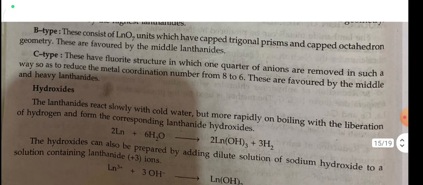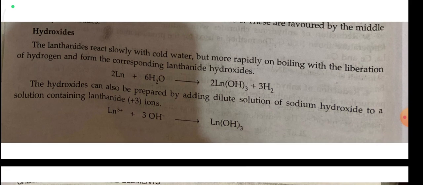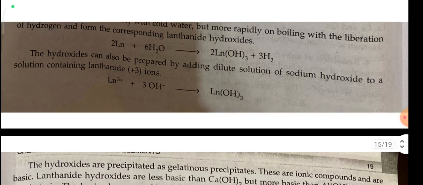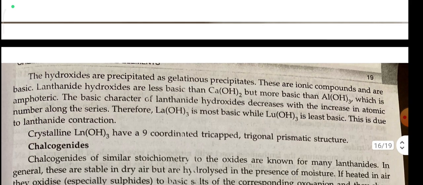Hydroxides. The lanthanides react slowly with cold water but more rapidly on boiling, with liberation of hydrogen, and form the corresponding lanthanide hydroxides. The hydroxides can also be prepared by adding dilute solution of sodium hydroxide to a solution containing lanthanide 3+ ions. The hydroxides are precipitated as gelatinous precipitates.